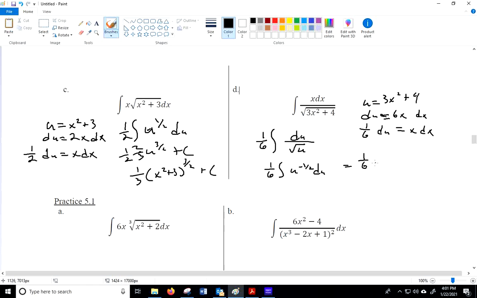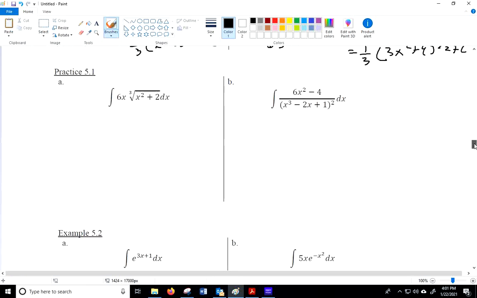So our integral is 1/6 times u to the positive 1/2 times the reciprocal of 2, which I'll clean up just a little bit, is 1/3. I'll plug in my u, 3x squared plus 4 to the 1/2 power plus c. Really should have plus c as soon as I integrate. All right, I'm going to ask that you do these couple of practice problems, and then we'll go over them.